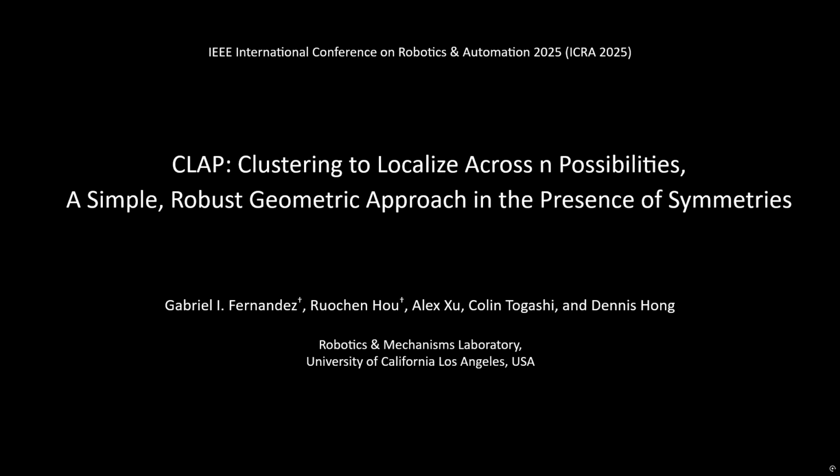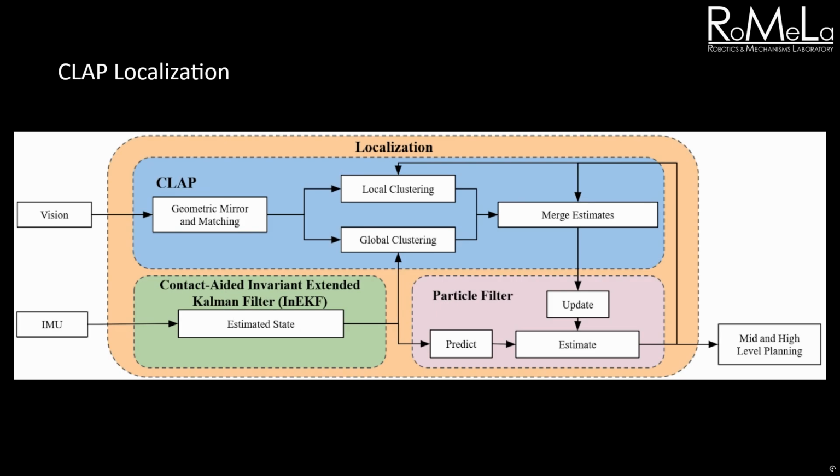CLAP, clustering to localize across n possibilities, a simple, robust geometric approach in the presence of symmetries. Here's our overall localization method, with CLAP taking envisioned field features and giving an estimate. It's then merged with an IMU base state estimate using a particle filter.